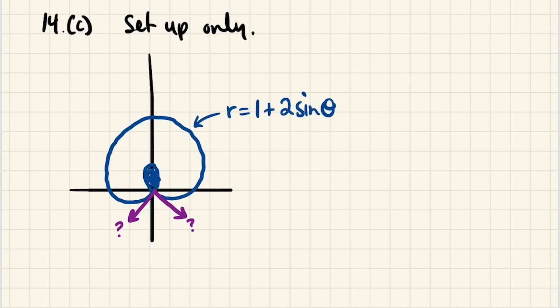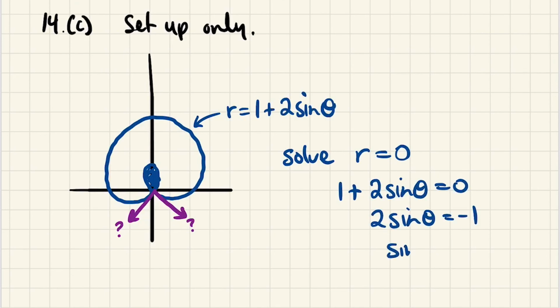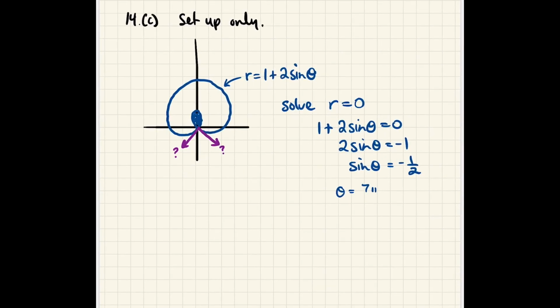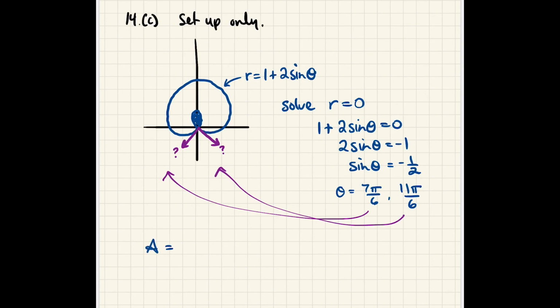Okay, so we just need to solve this guy equal to 0, and you're going to see that we get a third and a fourth quadrant angle result. Okay, and that's because sine is negative here, clearly. Can't be first or second quadrant. So we know that 7 pi over 6 is a solution, and we also know that 11 pi over 6 is a solution. So that must be these guys here. Okay, which means that our area is going to be the integral from 7 pi over 6 to 11 pi over 6 of 1/2 times the function squared d theta.